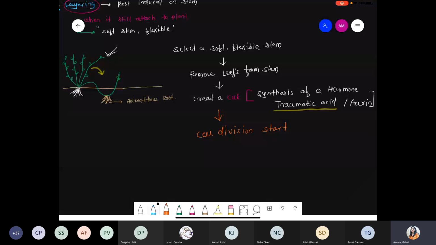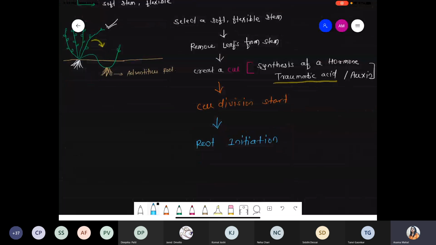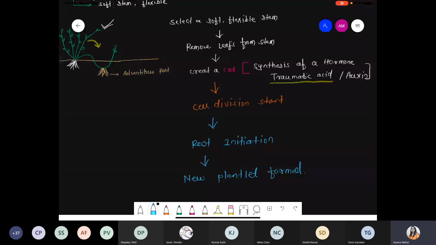responsible for cell division, and due to the cell division process, now roots start initiation, and once there is a formation of the root, finally there is a formation of the new plantlet. So what process is happening? What is the meaning of layering?